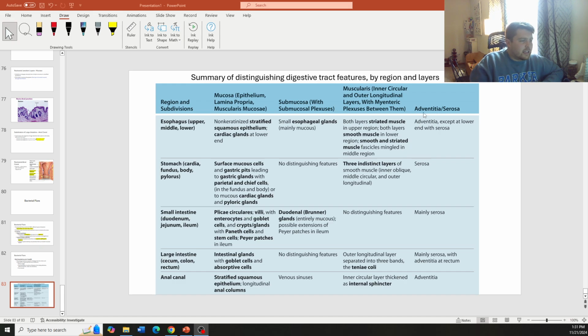Okay, finally, here is that last thing that I was going to show you guys. This gives us the most important information on each of the different layers of each of the different chunks. So this right here, this is perfect. Go through this. As long as you understand and know all of the components in here, you should be pretty set as far as testing goes, as well as understanding the GI tract.